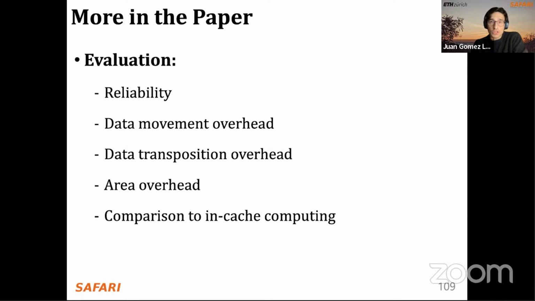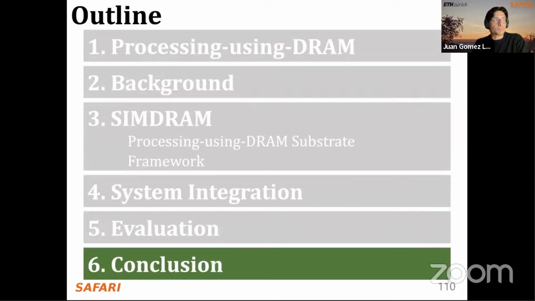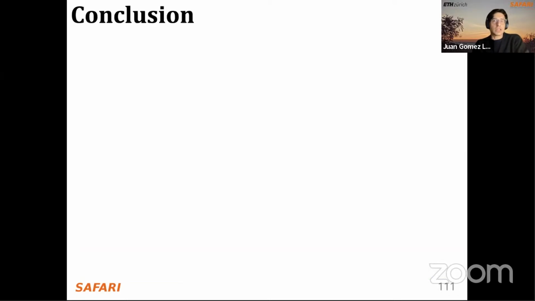And you can find many more details about this work in the paper, and analysis about reliability, for example. The fact that the size of DRAM cells reduces generation after generation makes this kind of proposal less reliable, but still we show some promising reliability results in the paper, and also other analyses like data movement overhead, transposition overhead, area overhead, etc. And this is essentially the whole story.